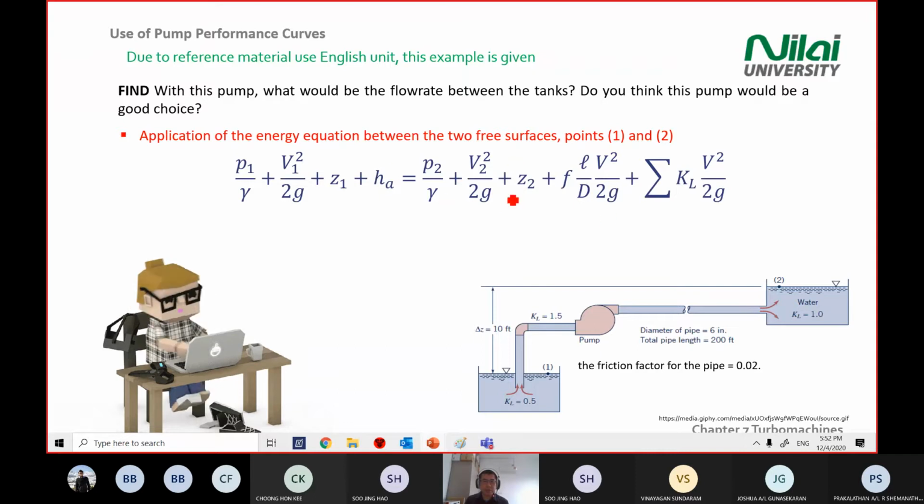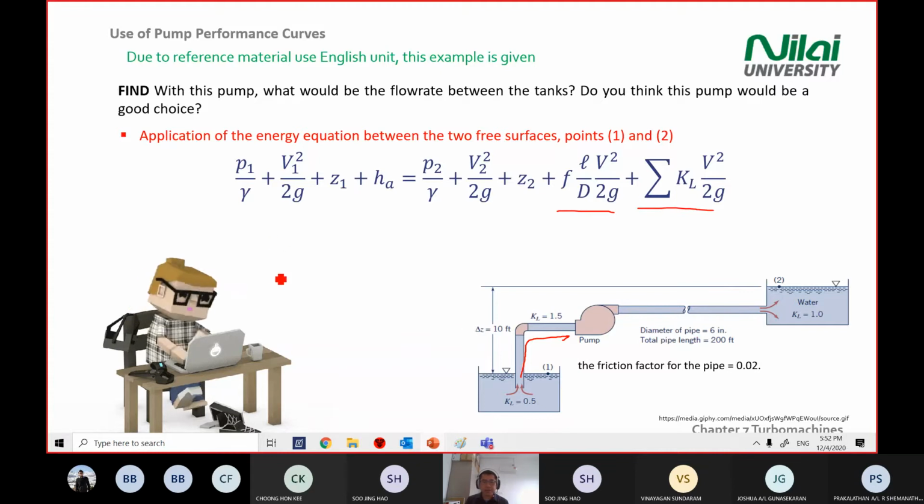Right hand side is also the same, but at point 2, we put our friction component on the right hand side, because you're sucking water from point 1 to point 2. So your water goes through a series of friction effects. That's why we add in the friction effect on the right hand side. And the water flows from point 1 to point 2. So you need to be clever looking at the diagram.